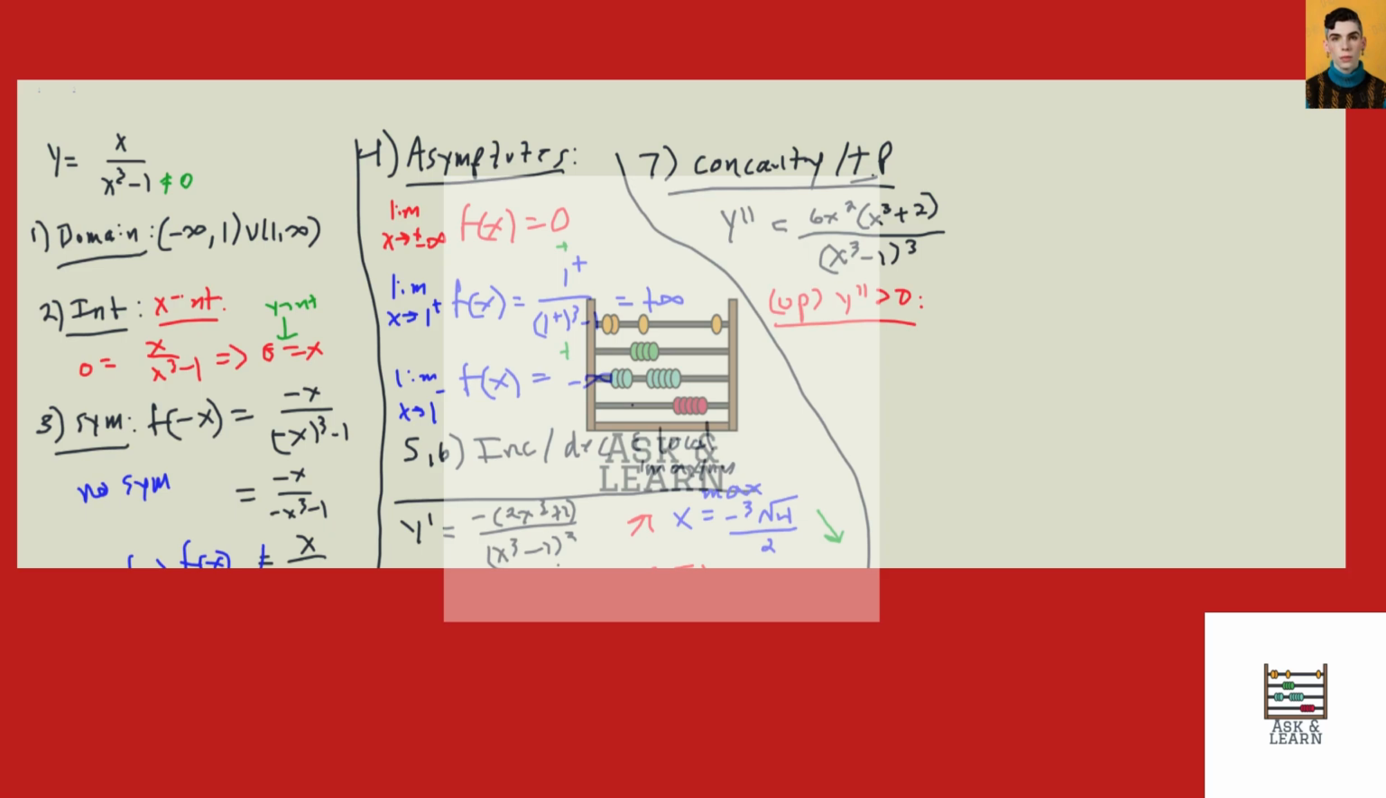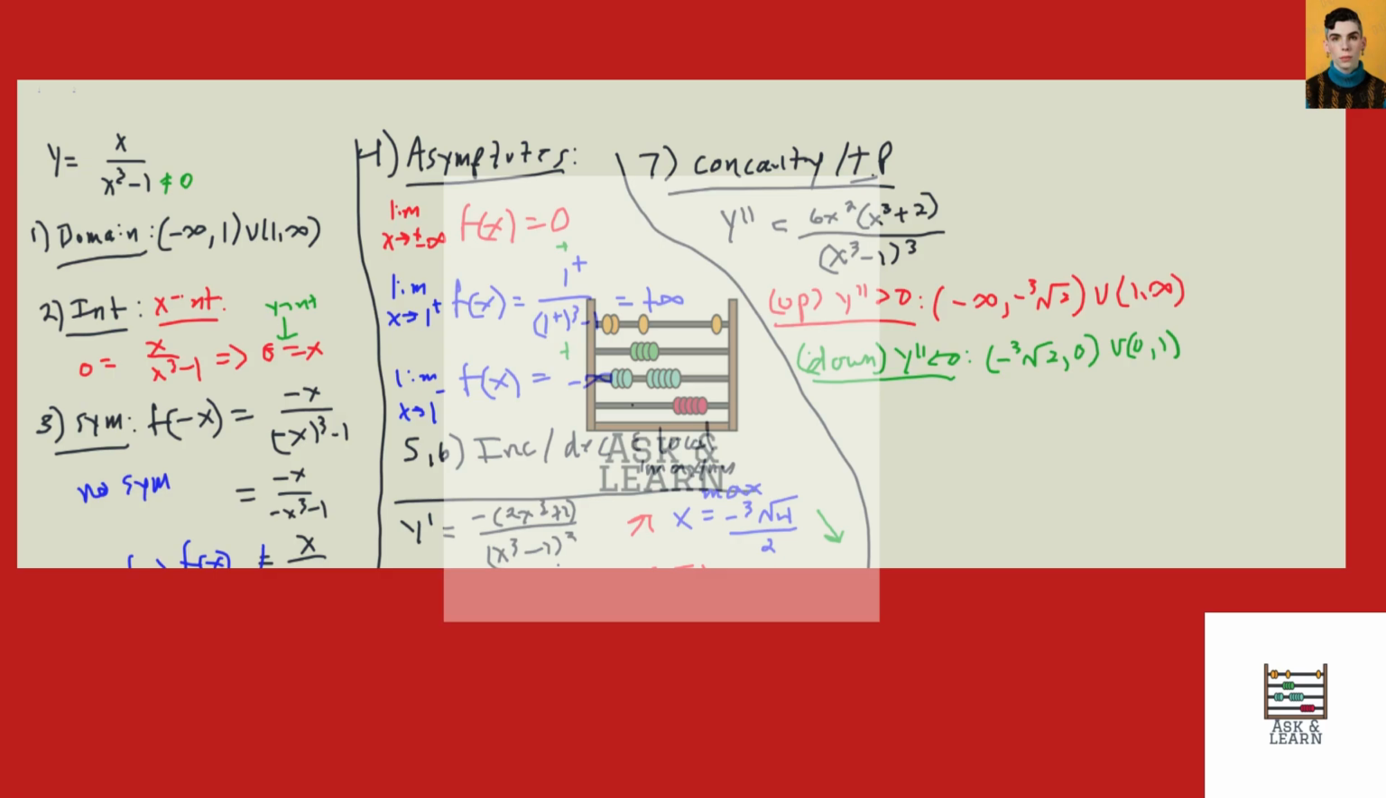And again, I went ahead and solved this. It would be negative infinity to negative cube root of 2 union 1 to infinity. And the function is going to be concave down when y double prime is strictly less than 0. Or negative cube root of 2, 0, union 0 to 1.